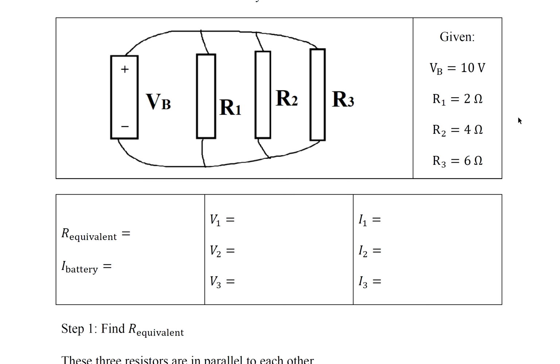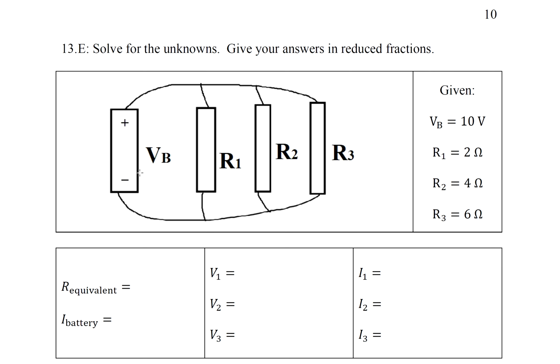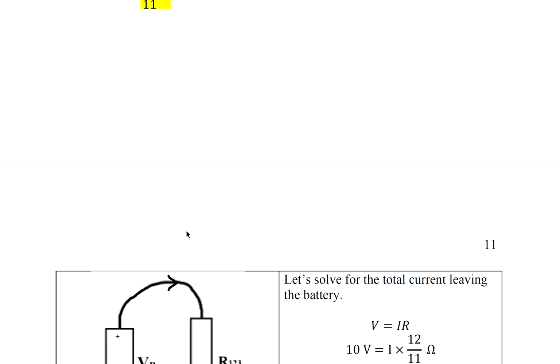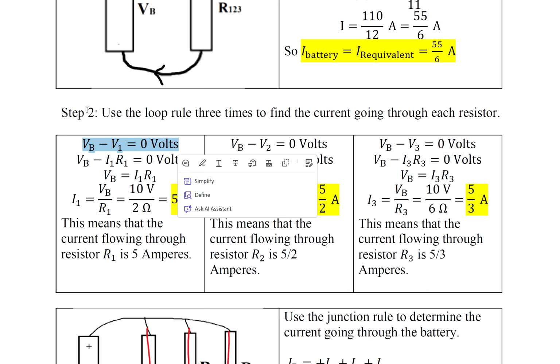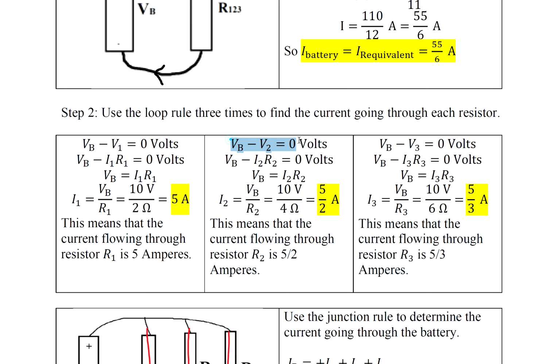So I'm looking at the original circuit. Loop 1 is V battery minus V1. Loop 2 is V battery minus V2. And the biggest loop is V battery minus V resistor 3. That's how I got these 3 equations here. And finally this.